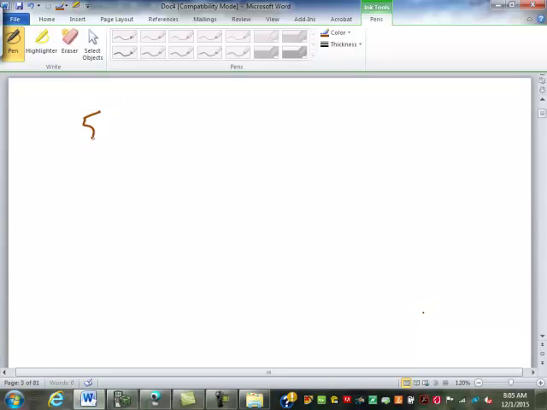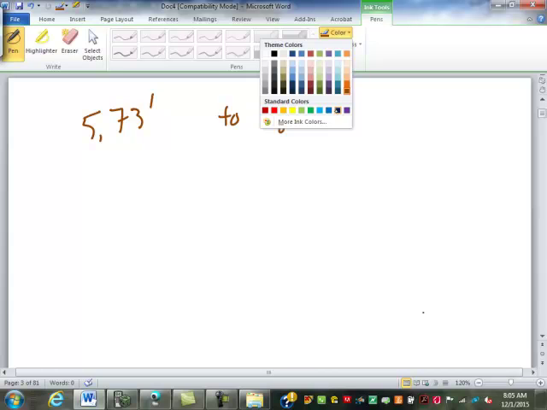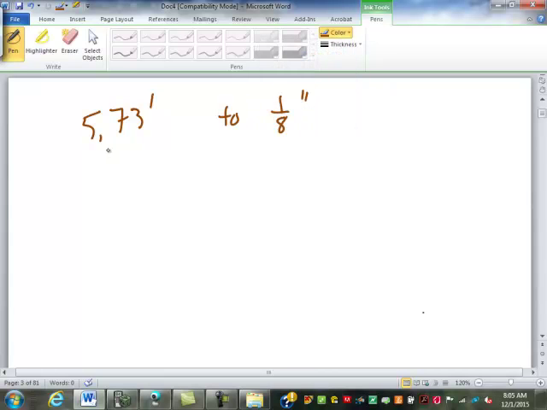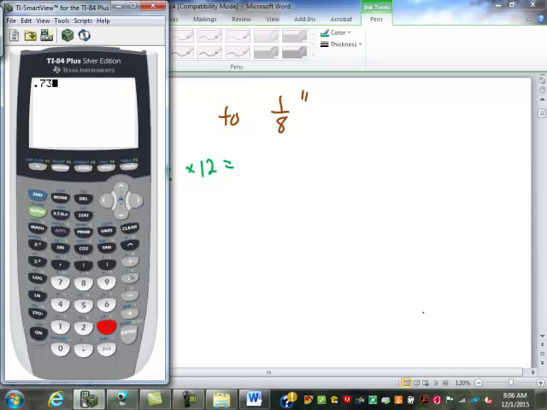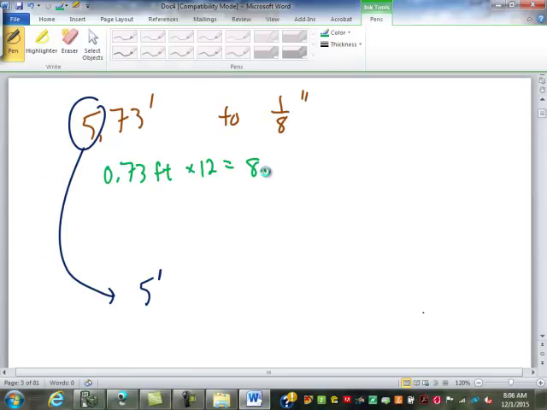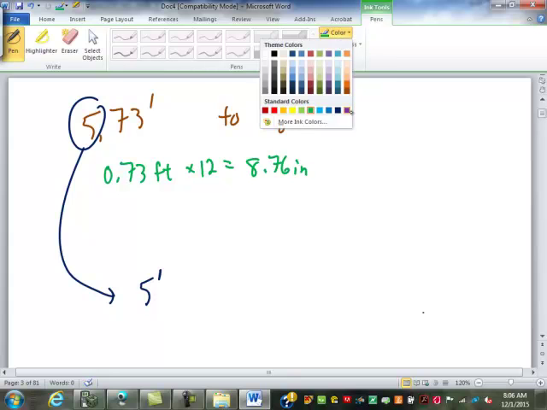So like the first one there, we have 5.73 feet, and I want it to the nearest 1/8 inch. To do that, I first remove the feet. That is now 5 whole feet. And now I have 0.73 feet left. What am I going to do with that? Times 12. Turn it into inches. 0.73 times 12, of course, is 8.76. So 8.76 inches. What am I doing with that?